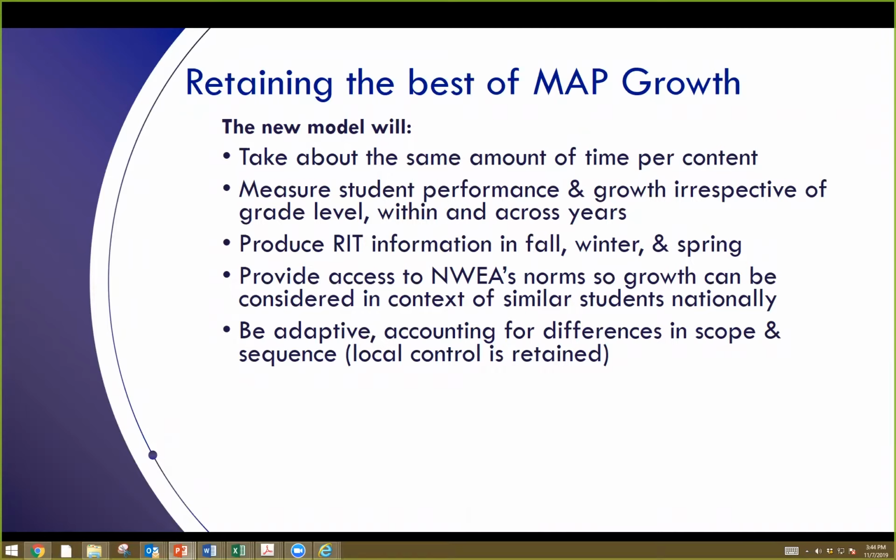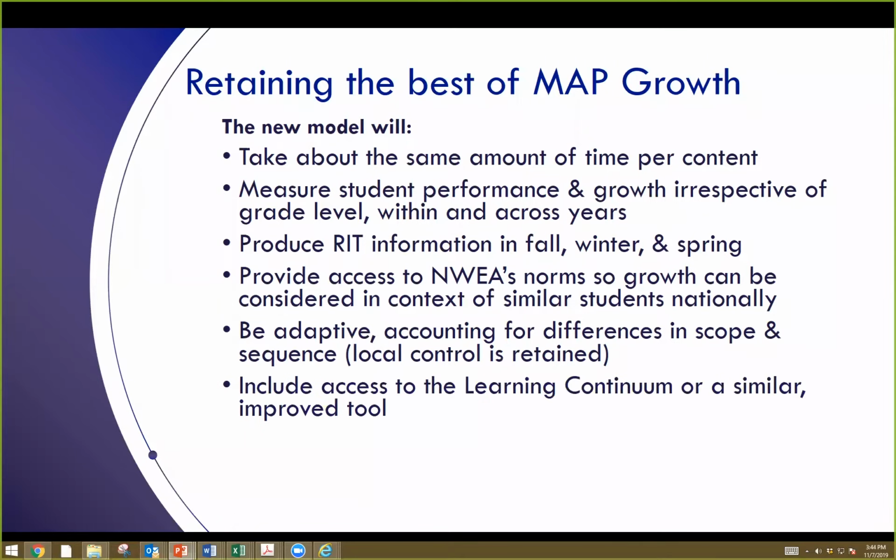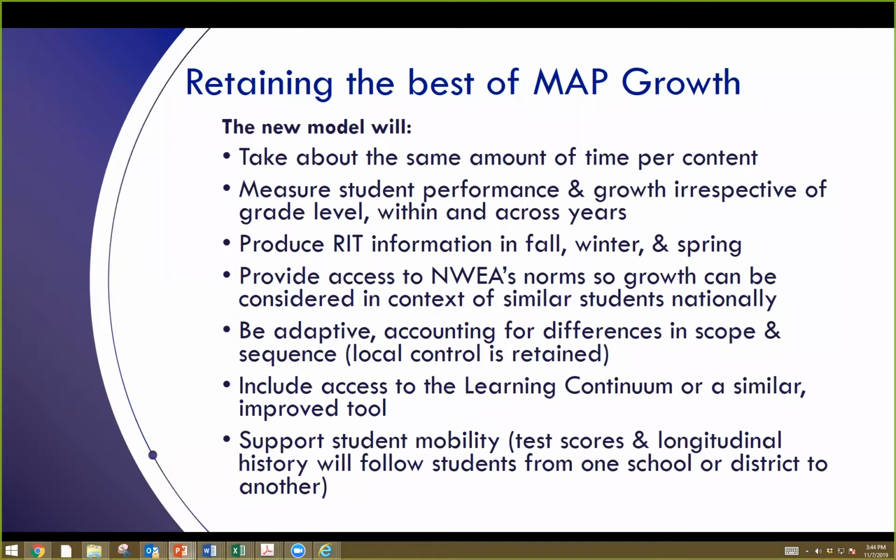It's adaptive, accounting for differences, like we said, in scope and sequence, and so local control is retained. We're still going to have access to the learning continuum or a similar improved tool. So we might be able to even add more information to that learning continuum and make that even more useful moving forward. And like we talked about a little bit, it supports student mobility. So no matter where a student tests in the state, that history, those results are going to be able to follow that student from one school or from one district to another. And those are really great pieces about that.